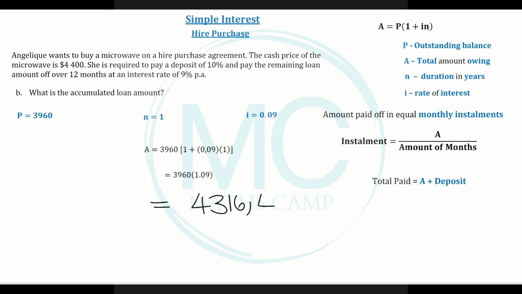4,316.4. But remember, we are working with currency. We are working with money. So don't forget our dollar sign. And when working with money, we leave our answers to 2 decimal places. So this becomes $4,316.40. This is the total amount that Angelica owes on the microwave. And now we can move on to part C.